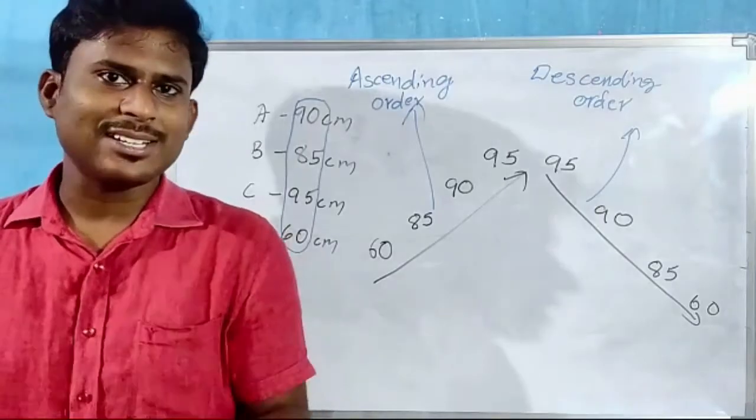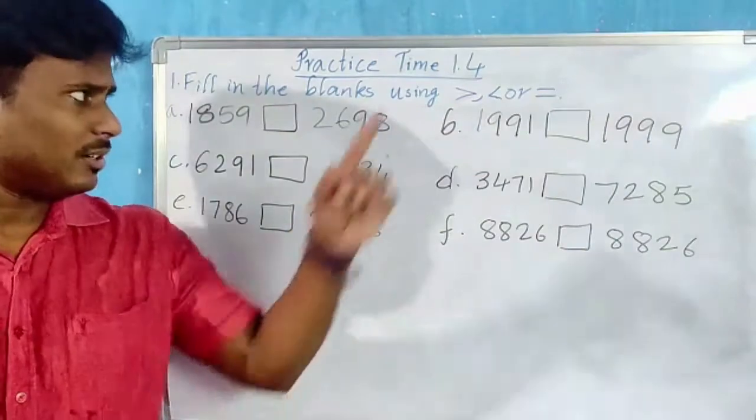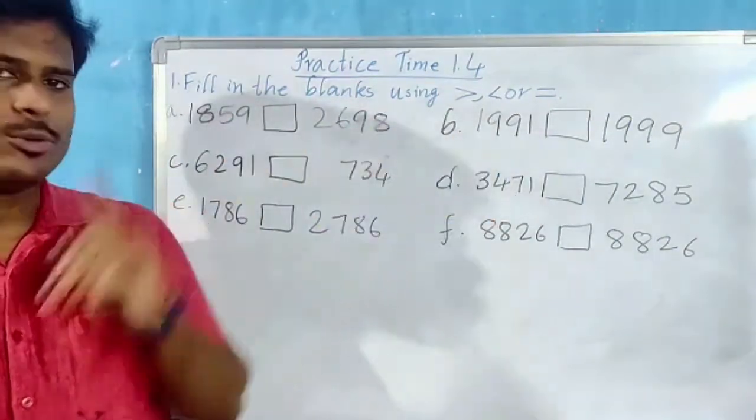Now let us go for the practice time sums. Practice time 1.4. First bit. Fill in the blanks using greater than, less than or equal to.